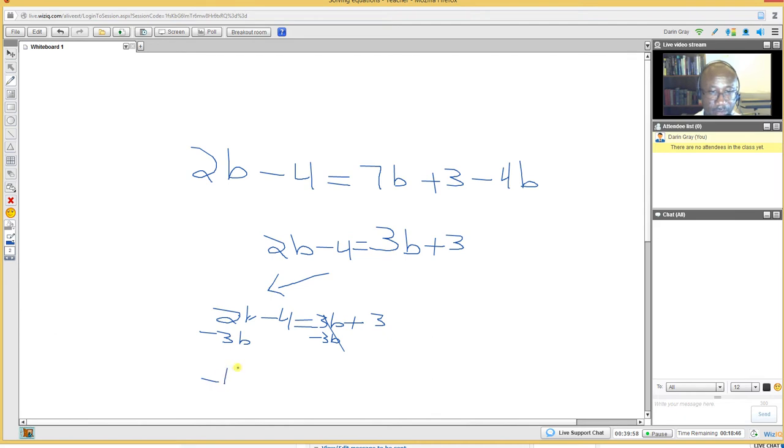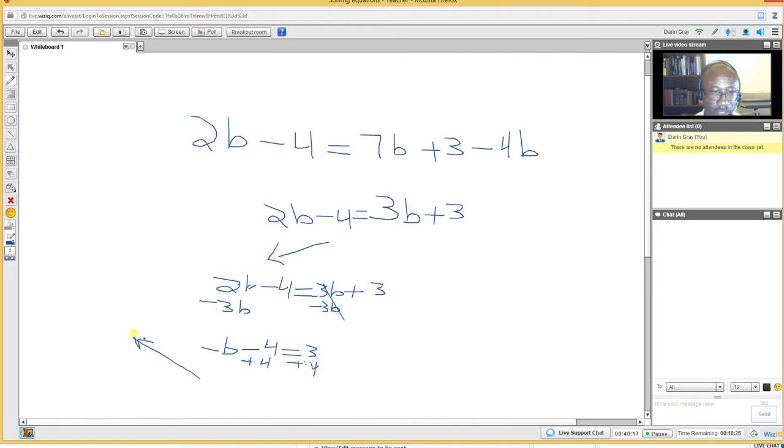I'll end up with negative 1b, or just negative b minus 4 equals 3. Add 4 to both sides. And we'll just continue this over here. We end up with negative b equals 7. But I'm not interested in negative b. There's a negative 1 that's just sitting out here. So we'll put the 1 back here. Divide both sides by negative 1. And we end up with b equals negative 7.